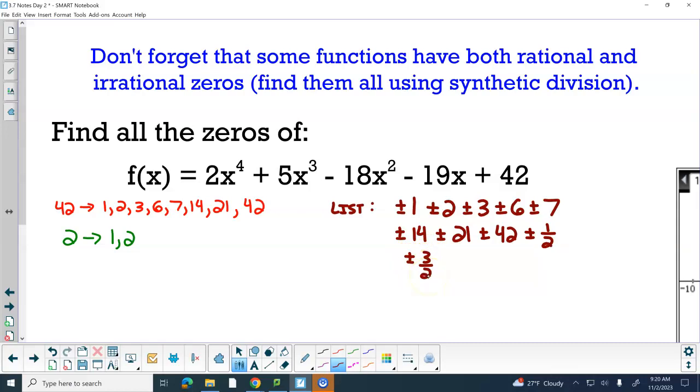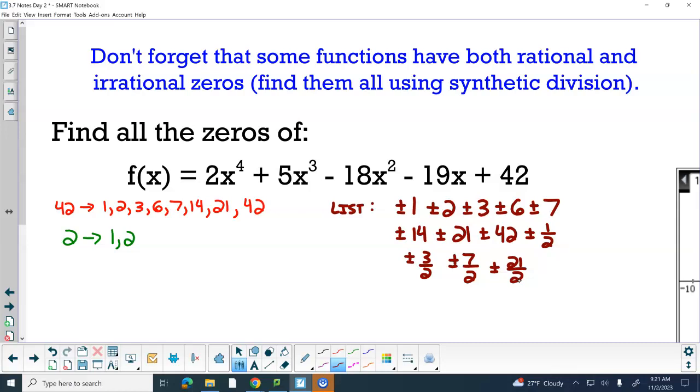6 divided by 2 is 3, already in my list. 7 divided by 2 is 7/2. 14 divided by 2 is 7, already in my list. 21 divided by 2 is 21/2. 42 divided by 2 is 21, already in my list. So there is my list of potential zeros, all 24 of them.